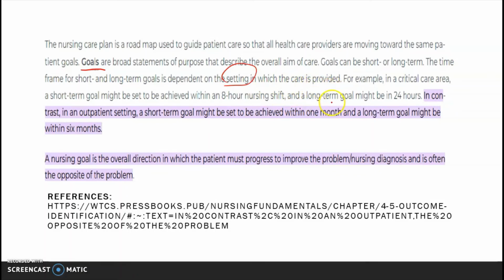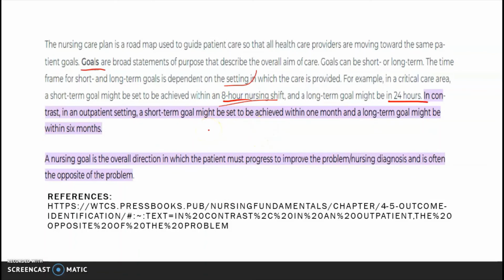For example, in a critical care area, a short-term goal might be set to be achieved within 8 hours of a shift, and a long-term goal might be within 24 hours. In contrast, in an outpatient setting, a short-term goal might be to be achieved within 1 month, and the long-term goal might be within 6 months. So nakadepende daw po kung outpatient or inpatient. Sabi nila, ang short-term goal ay na-achieve within 8 hours, while long-term goal is achieved within 24 hours. So yan po yung konsepto ng American Nurses Association. But in an outpatient setting, short-term goal can be achieved in a month, while long-term goal is within 6 months. So magkaiba pa rin ang sinabi.